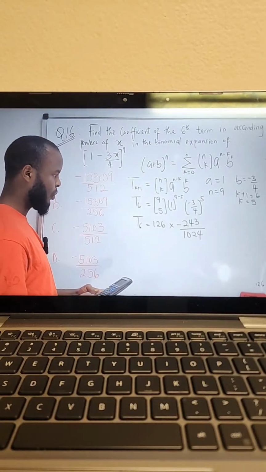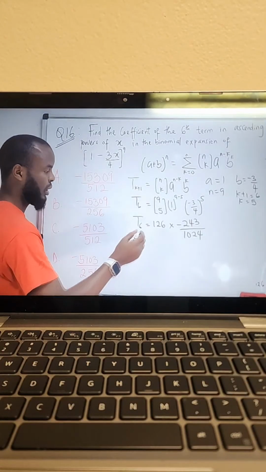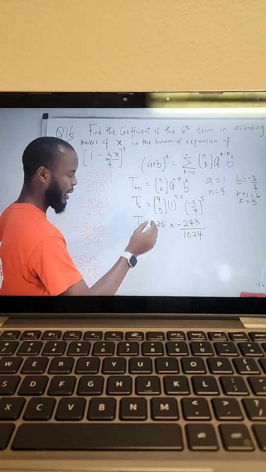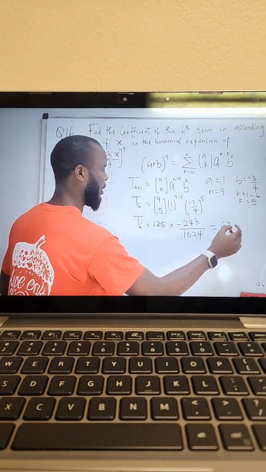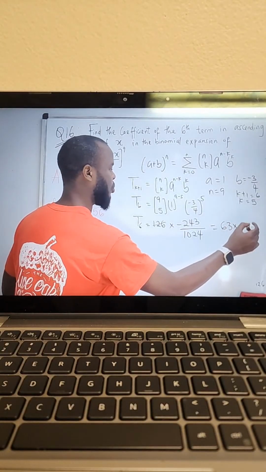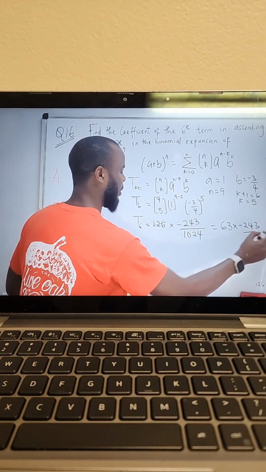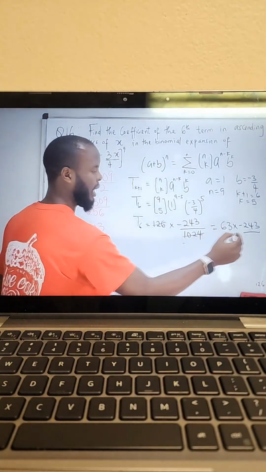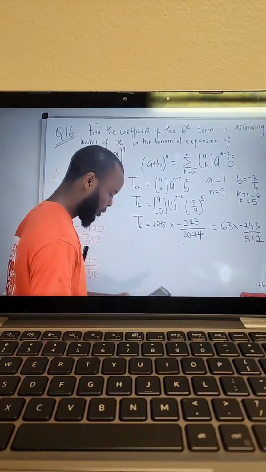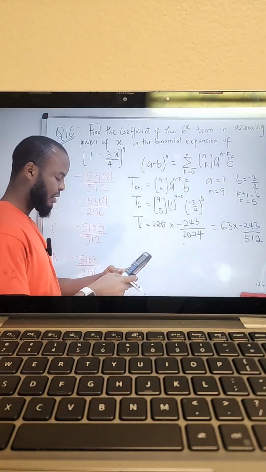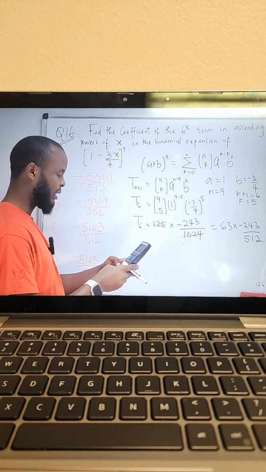126 times 2, or you can divide by 2 if you want. If you divide this by 2 here, you have 63 times negative 243. And if you divide this by 2, we have 512. Now let's multiply 63 times 243.